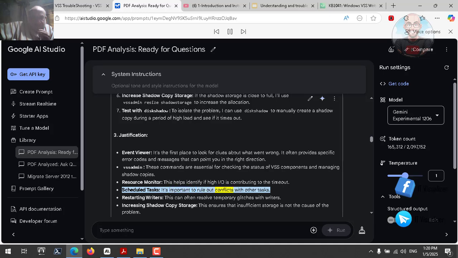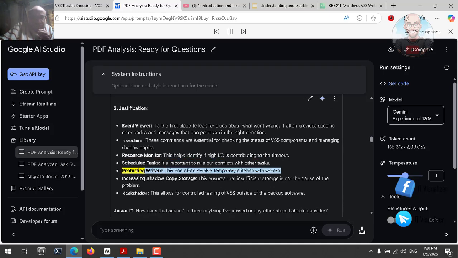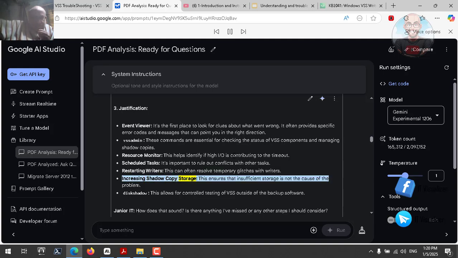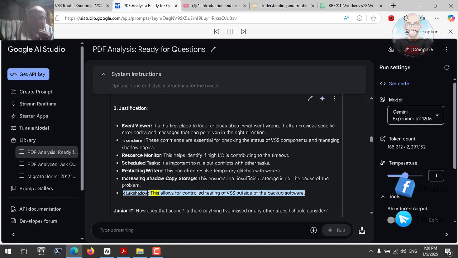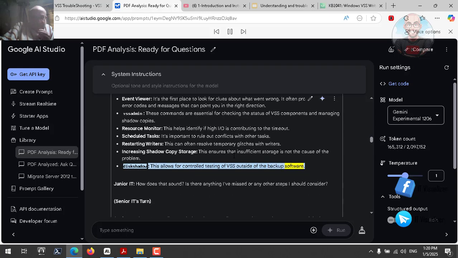It's important to rule out conflicts with other tasks. Restarting writers. This can often resolve temporary glitches with writers. Increasing shadow copy storage. This ensures that insufficient storage is not the cause of the problem. Disk shadow. This allows for controlled testing of VSS outside of the backup software.